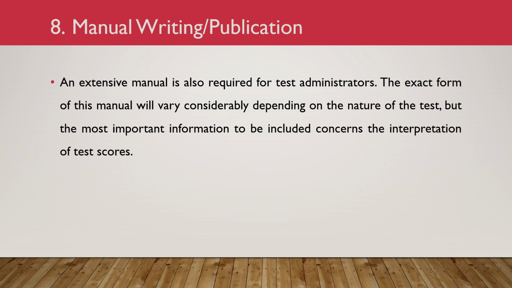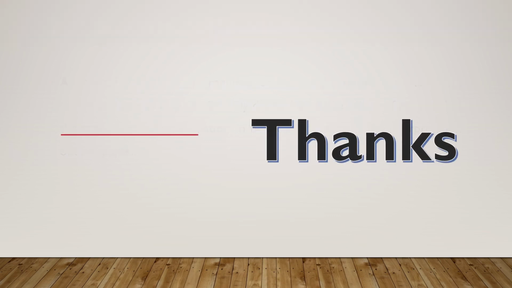In the manual we generally mention the technical qualities, technical things like reliability and validity. Sometimes we are not able to develop a test up to that mark, or we are not interested in publishing it, but sometimes we publish in the form of research articles. So in our research article we have to include all these things. So these are the important steps of test development.